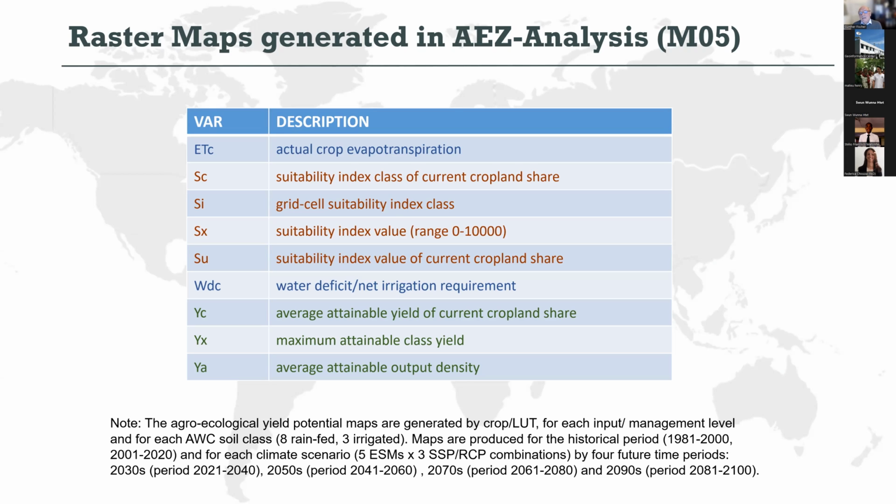we get a distribution of yields in each grid cell, and you can then, of course, produce a map of the best occurring class in each grid cell. It is here called yield YX. You can produce an average attainable output density yield for a grid cell.